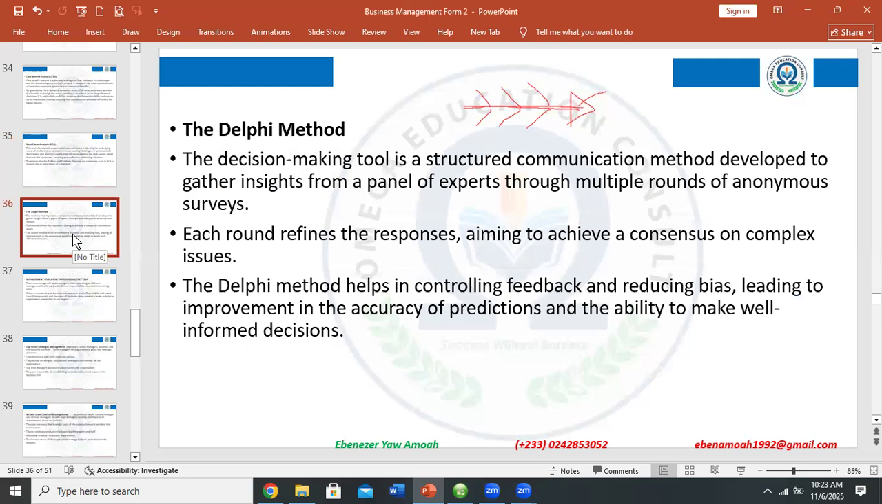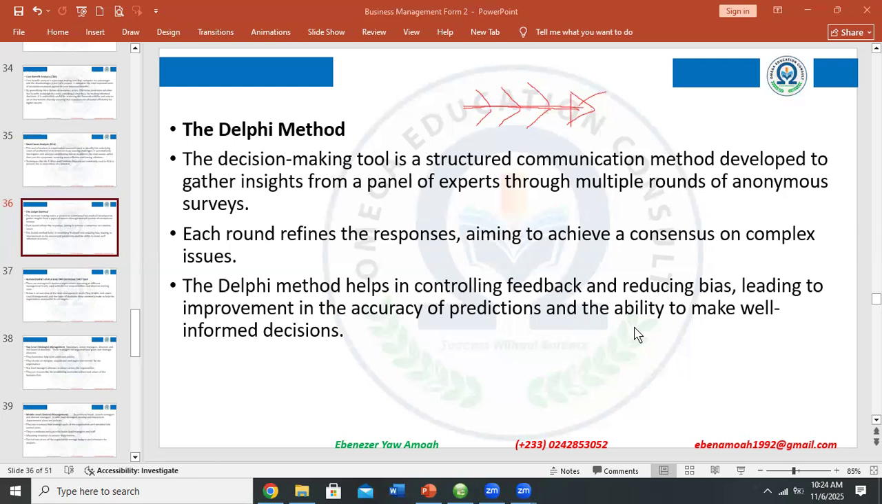This decision-making tool is a structured communication method developed to gather insight from a panel of experts. Pay attention, from a panel of experts through multiple rounds of anonymous surveys. Each round refines the responses, aiming to achieve a consensus on complex issues. The Delphi method helps in controlling feedback and reducing bias, leading to improvement in the accuracy of predictions and the ability to make well-informed decisions. Professors, I think this makes sense.